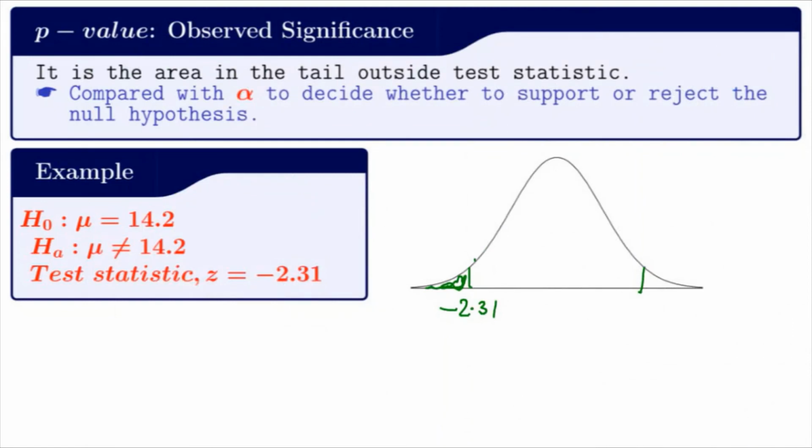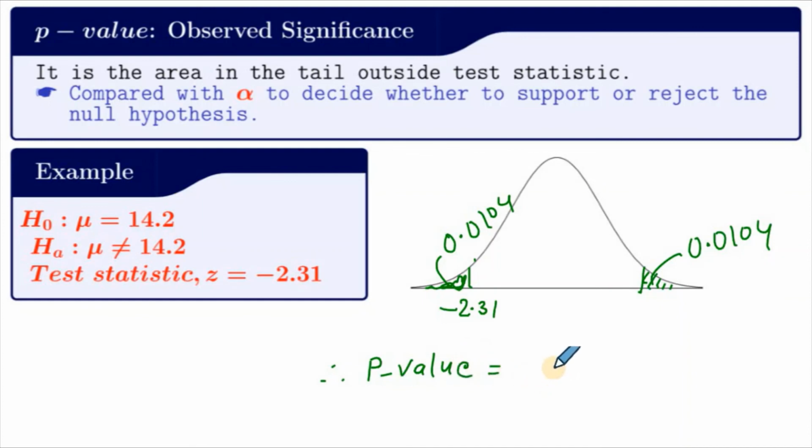So basically this area is 0.0104, and similarly this area is also 0.0104. So the p-value is 2 times 0.0104, which gives us 0.0208. Therefore, the p-value equals 0.0208.